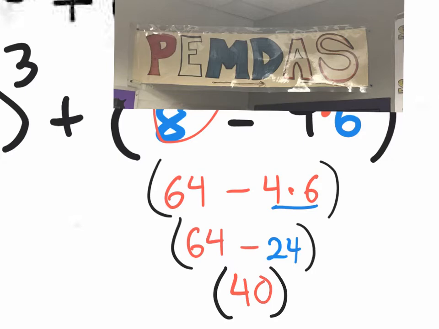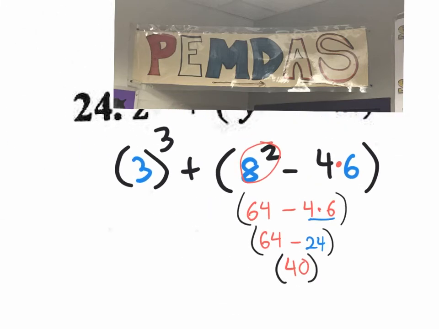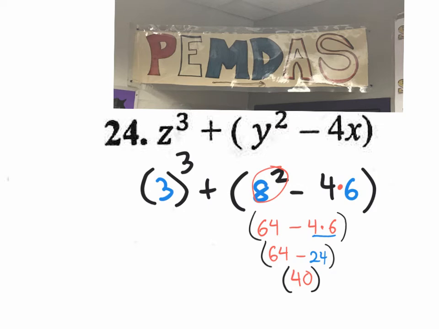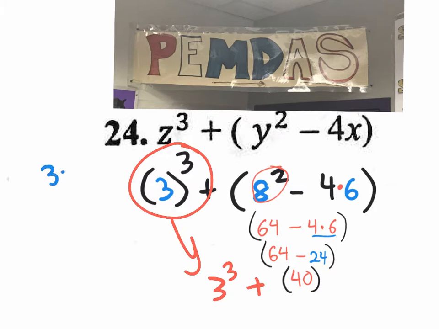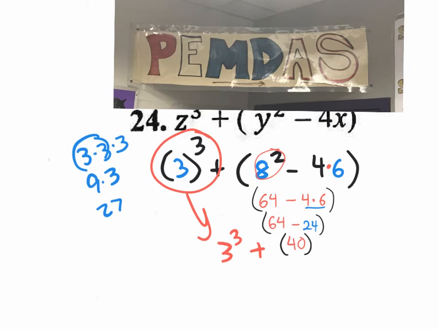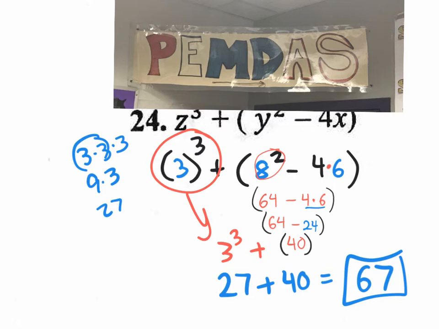Now, there's nothing else to do, but I'm going to leave them there for a moment, and let me bring down everything else that I have on the outside. So on the outside, I still have this 3 to the third. So I have 3 to the third plus 40. The question is, what is 3 to the third? 27, because 3 to the third is really 3 times 3 times 3. 9 times 3 is 27. So let me replace the 3 to the third with 27 and then add 40 to it. That'll give you 67, which is your final answer right there.